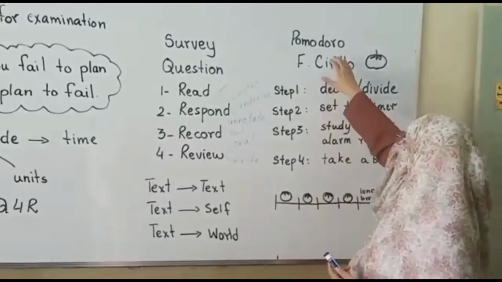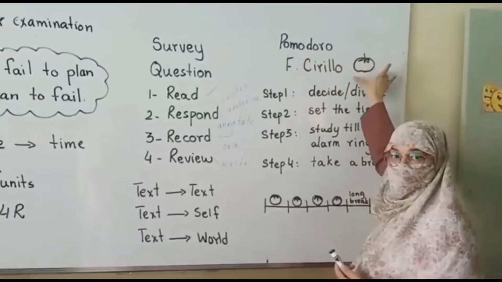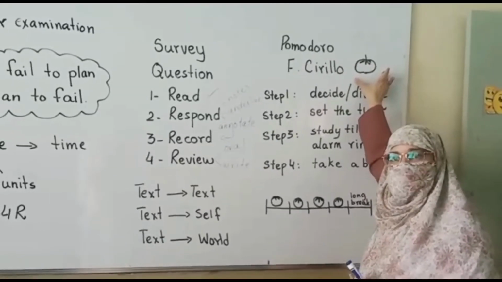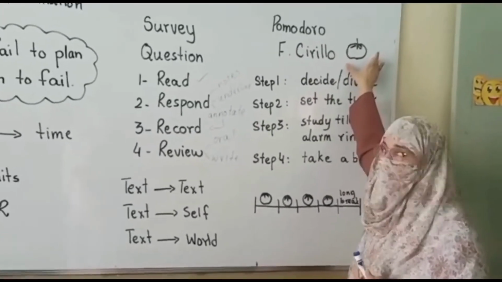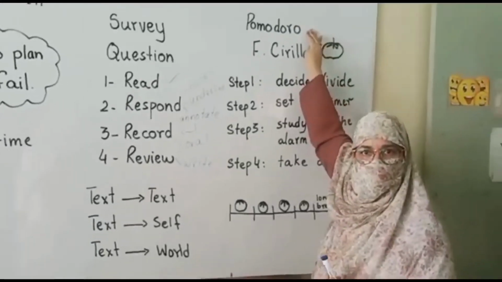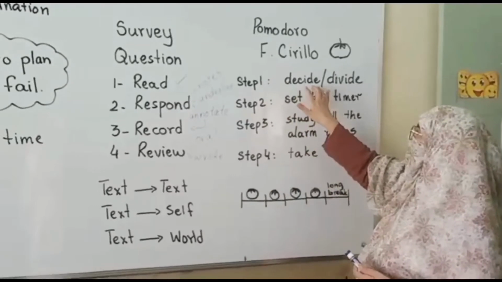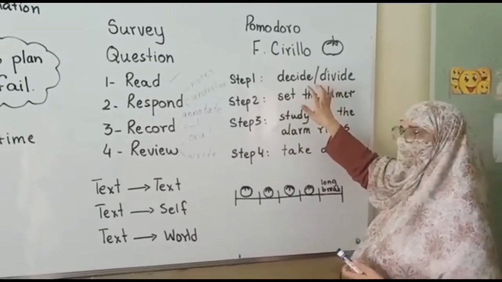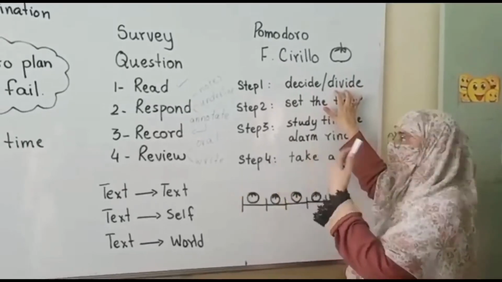Now, why did he call it a Pomodoro, which is an Italian word for tomato? Because he had a timer in his kitchen which was shaped like a tomato, and that's how he started calling this technique Pomodoro. Now, what is Pomodoro? Pomodoro is first that you have to decide what you have to do, and then you have to divide like we did in our planning.